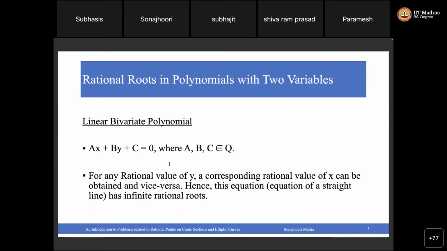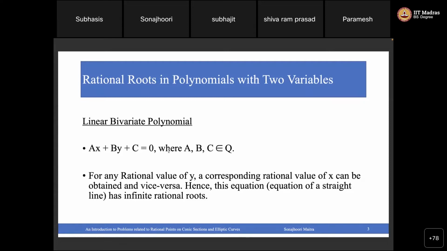Now finding rational roots of this linear polynomial is pretty simple. We can trivially see that for any rational value of x, we will get a corresponding rational value of y. Given rational coefficients a, b, and c, say 3, 2, 5, any random rational values, if we put any rational value in x, we will get a rational value for y and vice versa. So we can say that this equation will have infinite rational roots, or a rational line will always have infinite rational points on it. So it's very simple, it's pretty easy there.